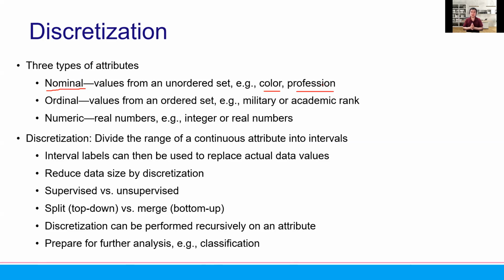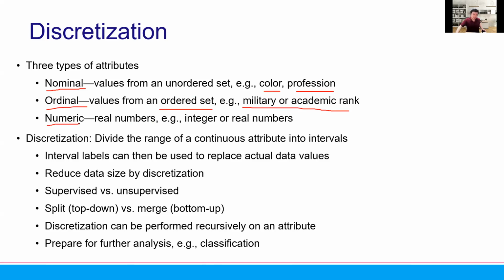For example, the profession is professor. So professor can be full professor, associate professor, or assistant professor. Those attributes can be discretized again, or they can be categorized. The ordinal means we have an ordered set, like military or academic rank. We can also discretize this one.